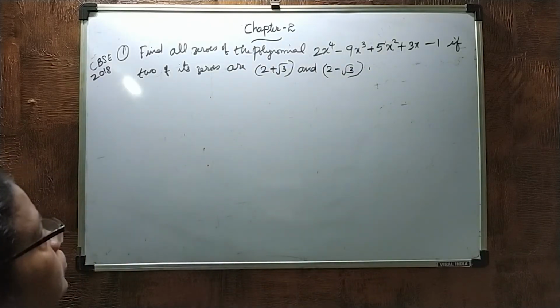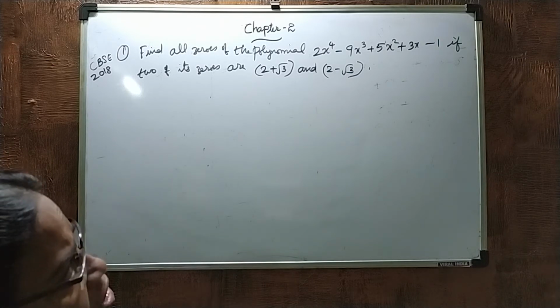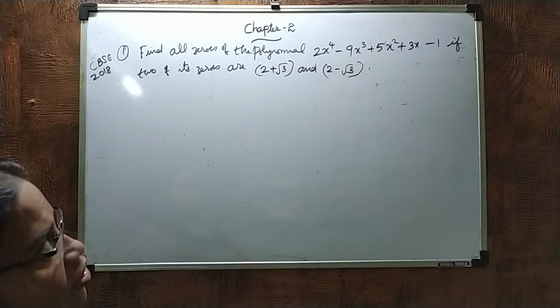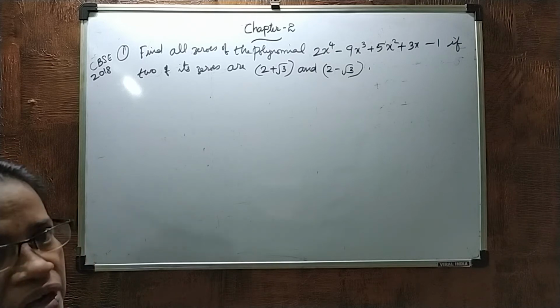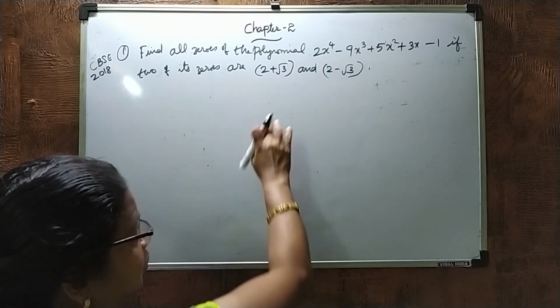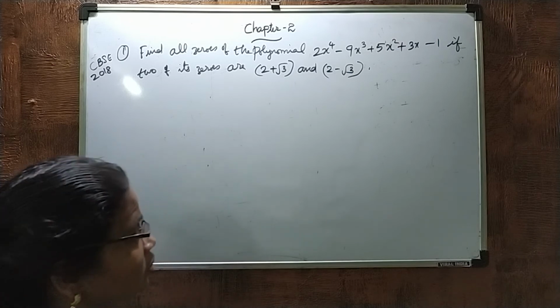This is the question. Find all the zeros of the polynomial 2x raised to 4 minus 9x cube plus 5x square plus 3x minus 1 if two of its zeros are 2 plus root 3 and 2 minus root 3. Earlier, for the two problems, only one number was given. Now here two numbers are given. We cannot cancel, we cannot do anything because here one is a root, the other is a whole number. So we cannot do anything.